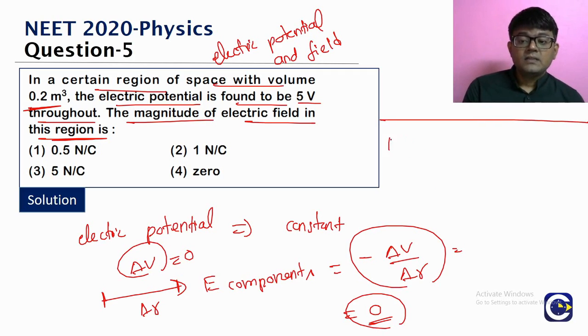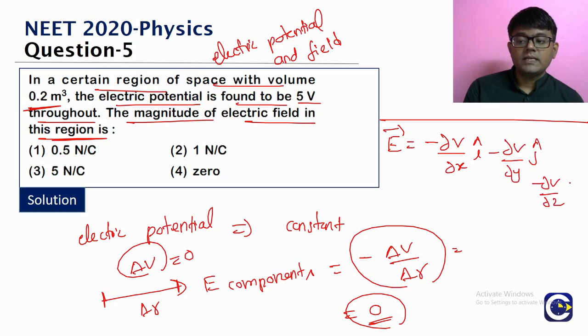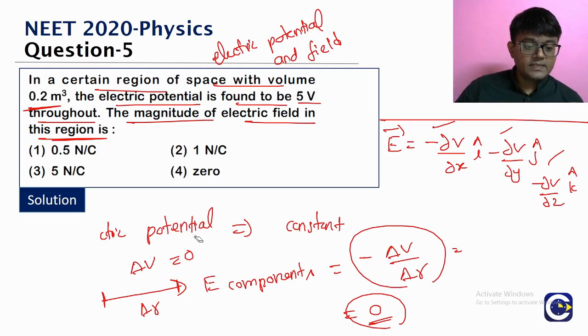Otherwise, we also have a mathematical relation. The electric field in a region will be equal to minus dou V by dou X into I cap, minus dou V by dou Y into J cap, minus dou V by dou Z into K cap. What is this dou? These are partial derivatives. Partial derivative means normal derivative, but if you are taking a derivative with respect to X, we will consider the others constant.